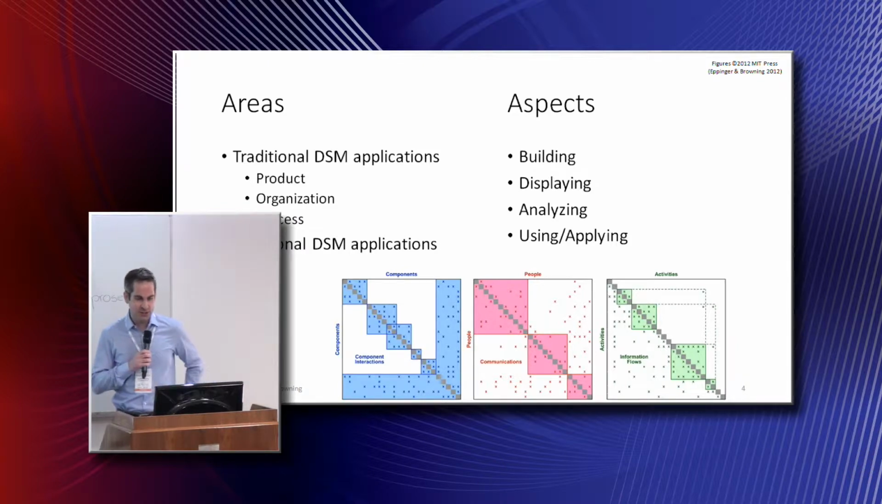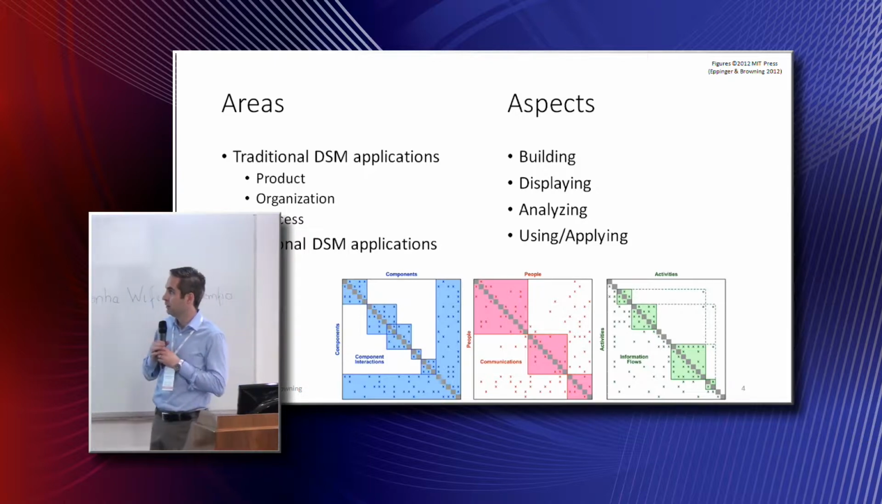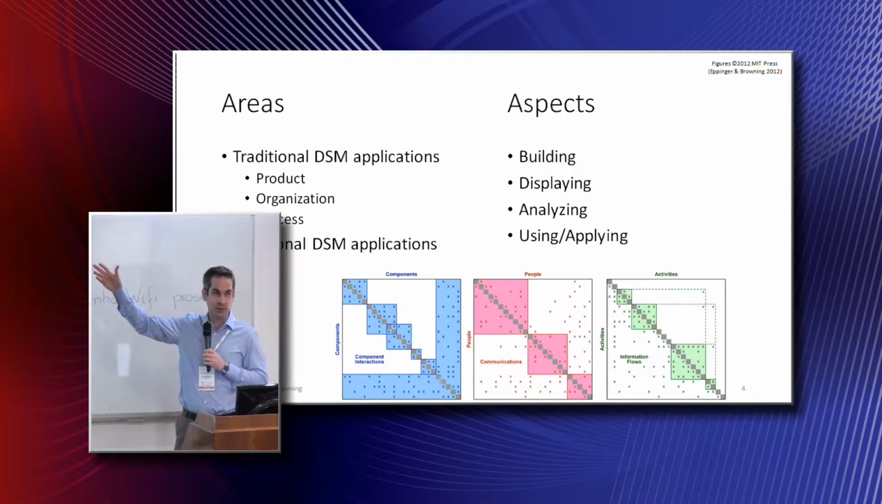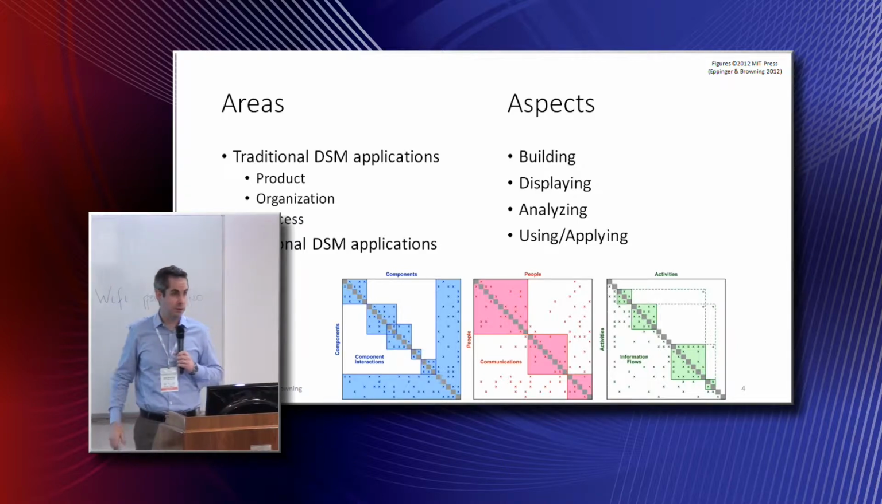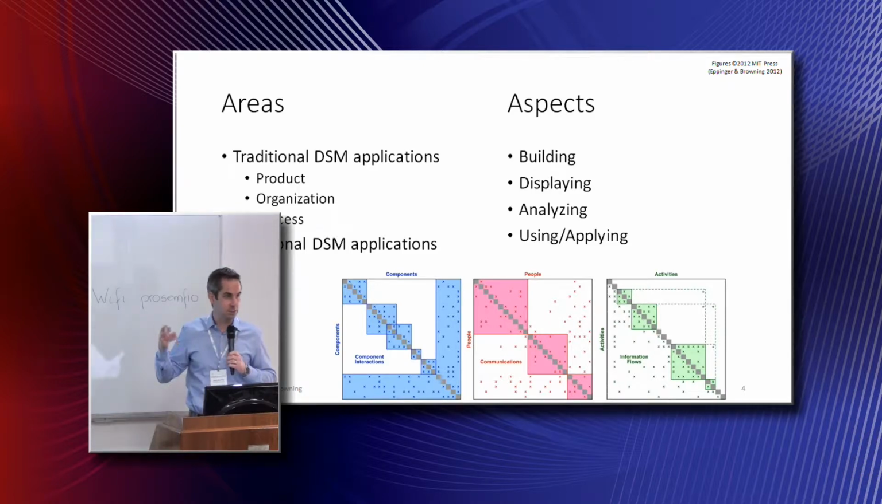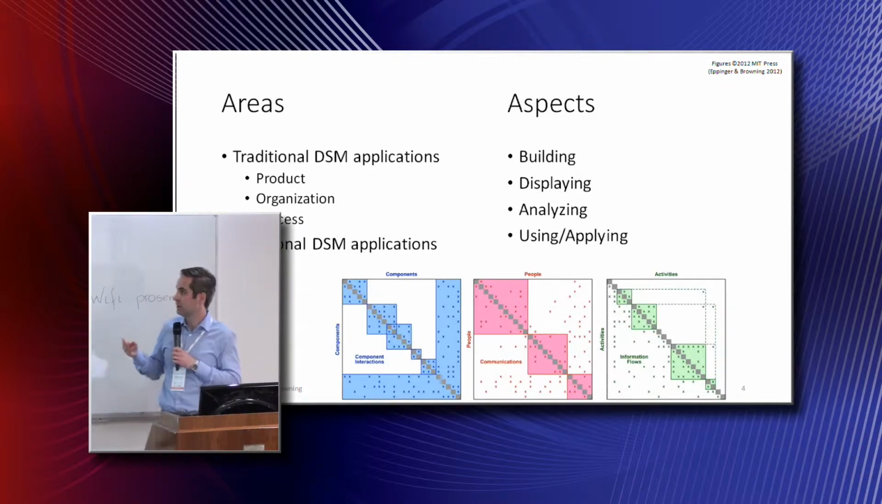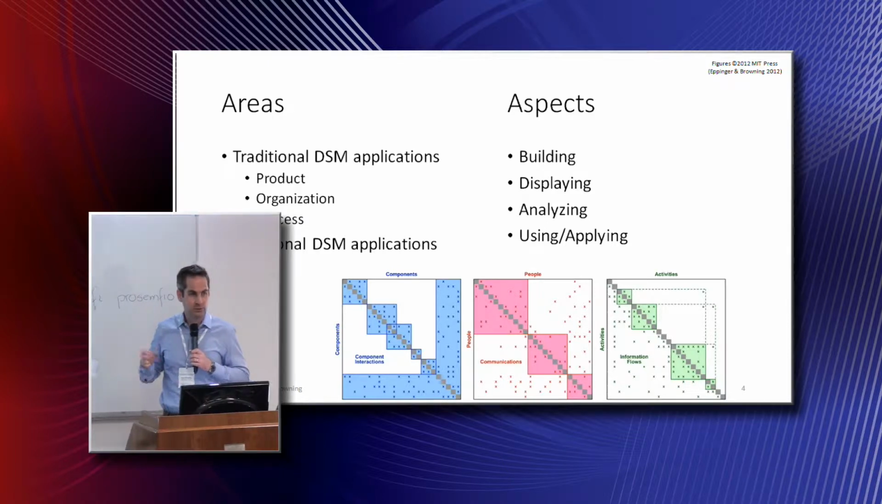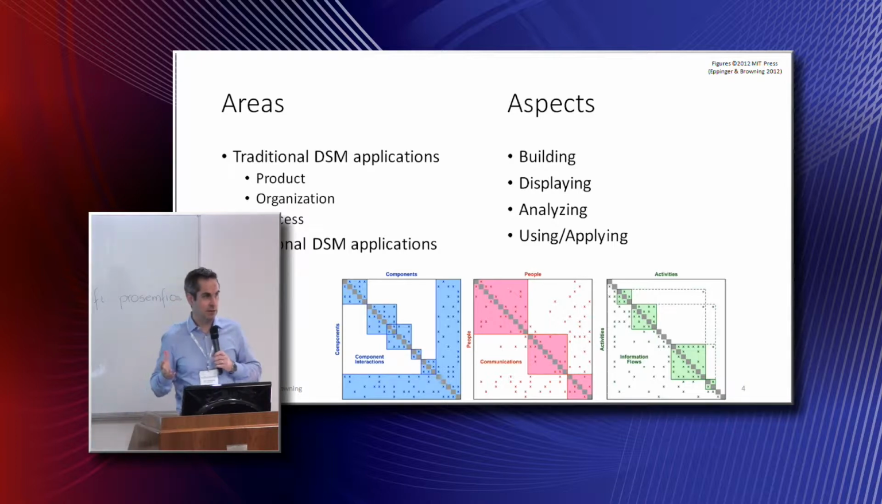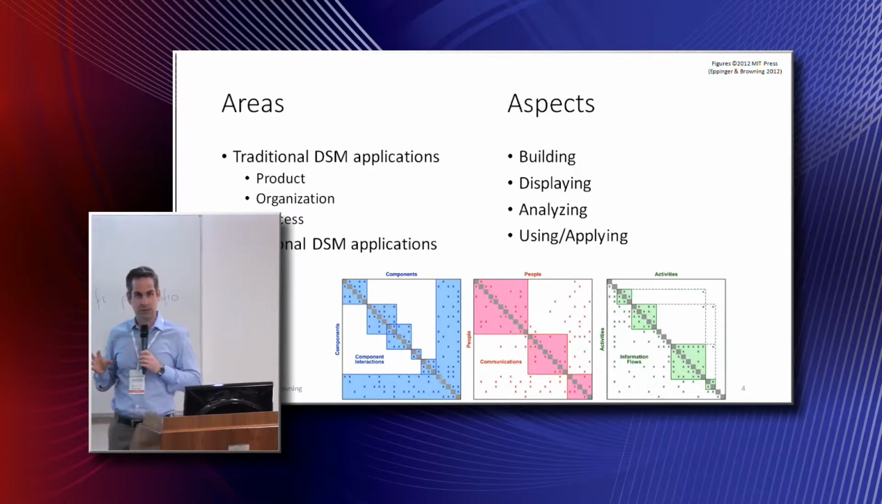So in this presentation and in the accompanying survey paper, it looked at some traditional DSM application areas that most people who've come to this conference before are very familiar with: product, organization, and process DSM applications. There's also some additional DSM applications, and I was delighted to see the Bosch presentation earlier, which was looking at relationships among tools that are used in development. And so that's not something you see too often with DSM, but I think it's very interesting.